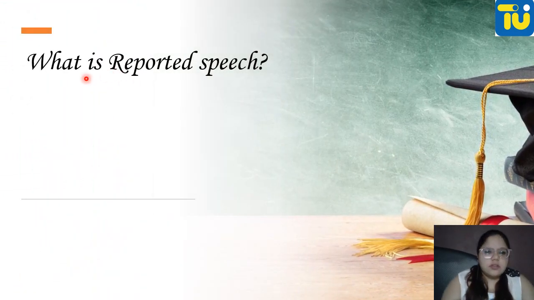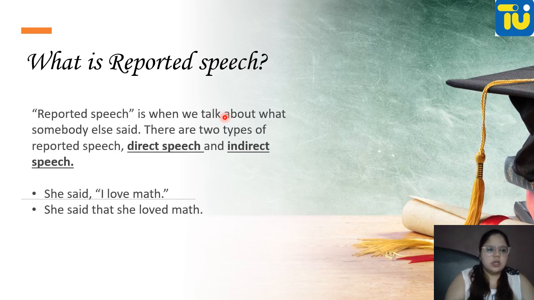Now, what is reported speech? Direct indirect speech is also known as reported speech. So, reported speech is when we talk about what somebody else said. So when we are referring to something that someone else said and we are talking about that particular sentence or those words, we call it reported speech. Direct indirect speech is the type of reported speech.